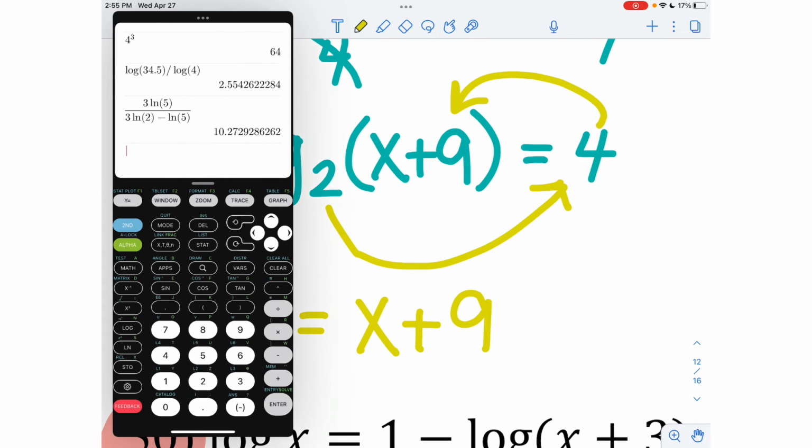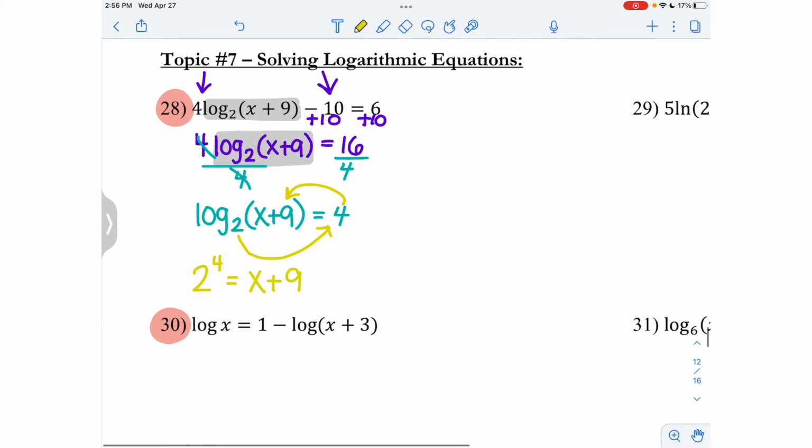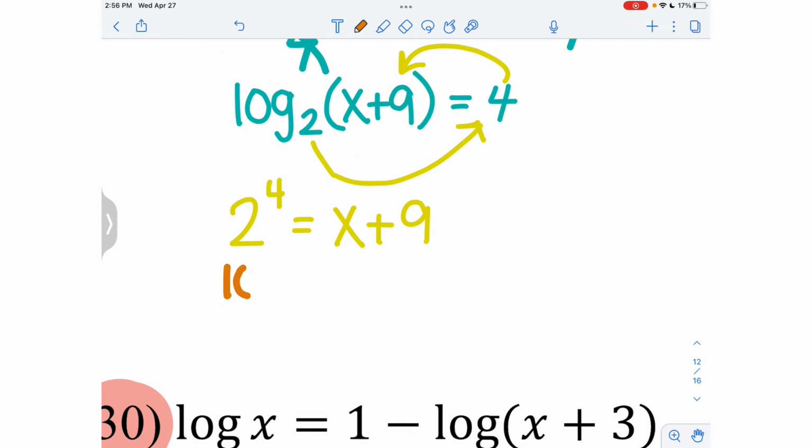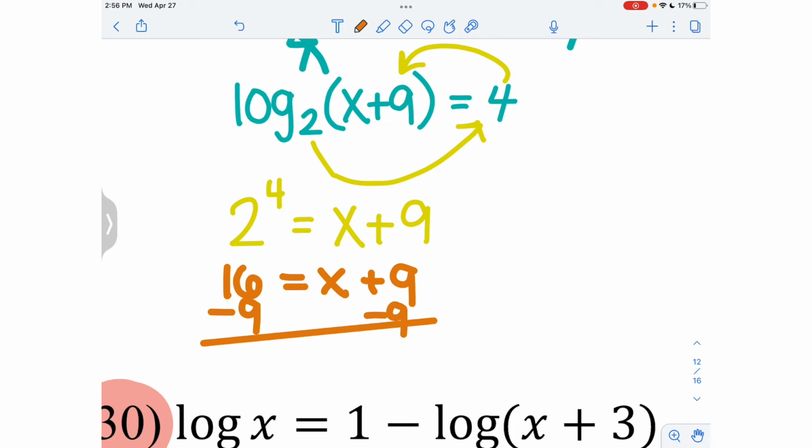If you don't know 2 to the 4th, no worries, use your calculator. Notice I'm just typing in 2 to the 4th, it's 16. So you can evaluate that part in your calculator. I'm going to shrink this down. So I get 16 equals x plus 9. And I'm trying to get x by itself, so I just subtract over 9. So 7.